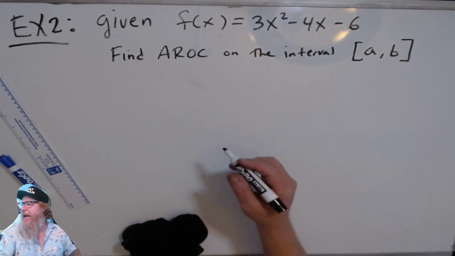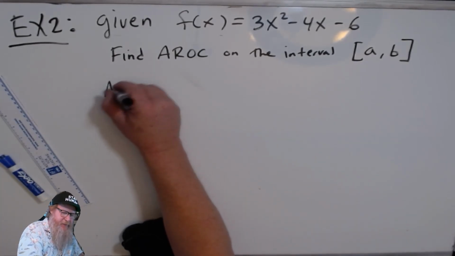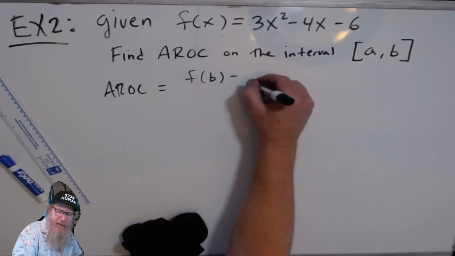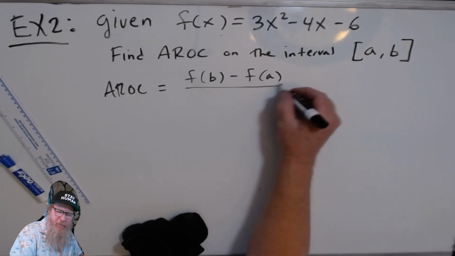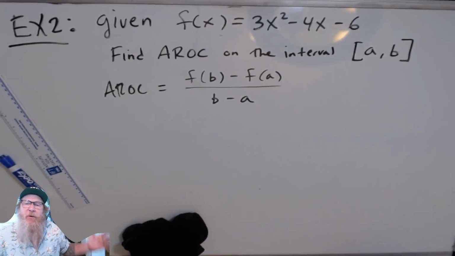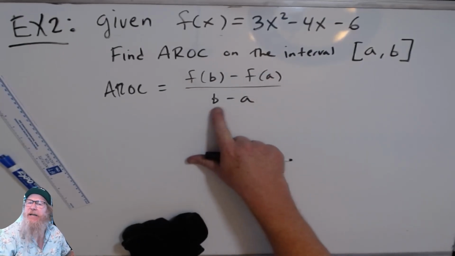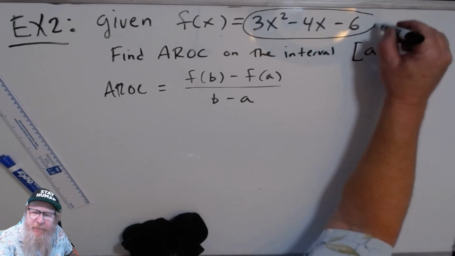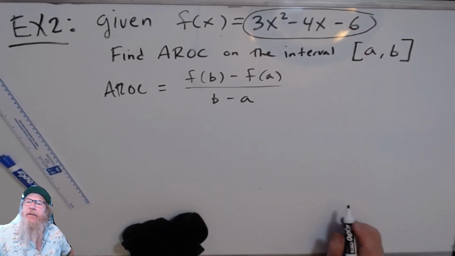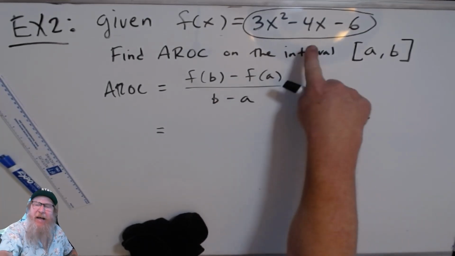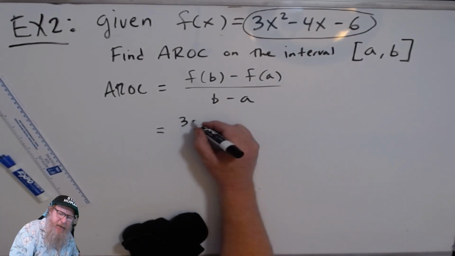So what is the AROC? It is f of b minus f of a over b minus a. Right? It's the same formula, y2 minus y1 over x2 minus x1. But now we have a specific formula, so when we plug in these values to that formula, this is what we get.